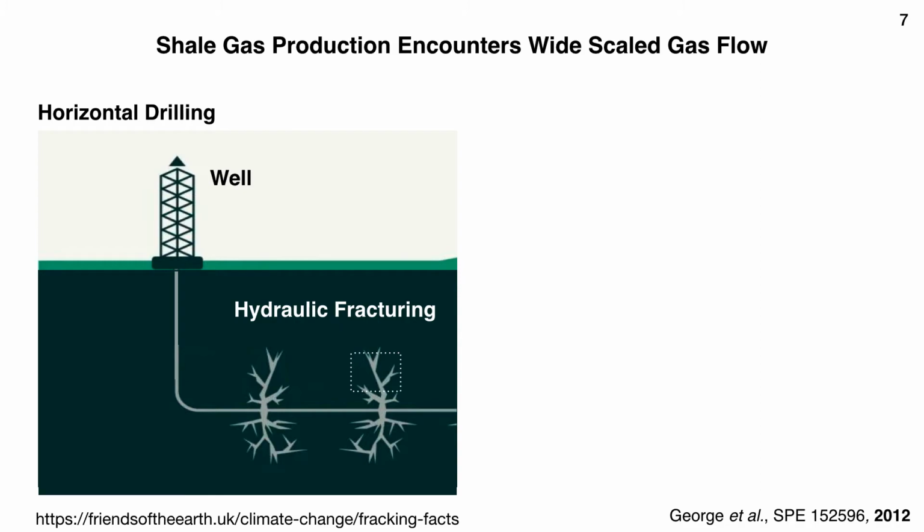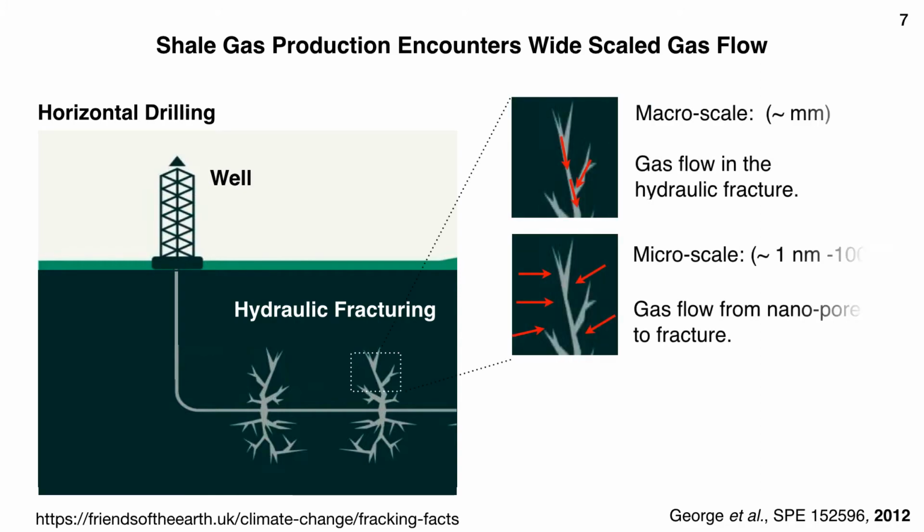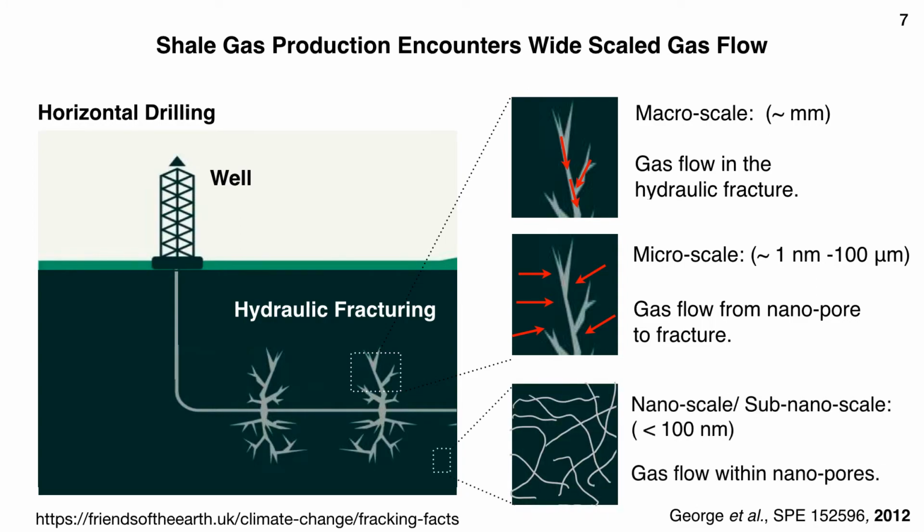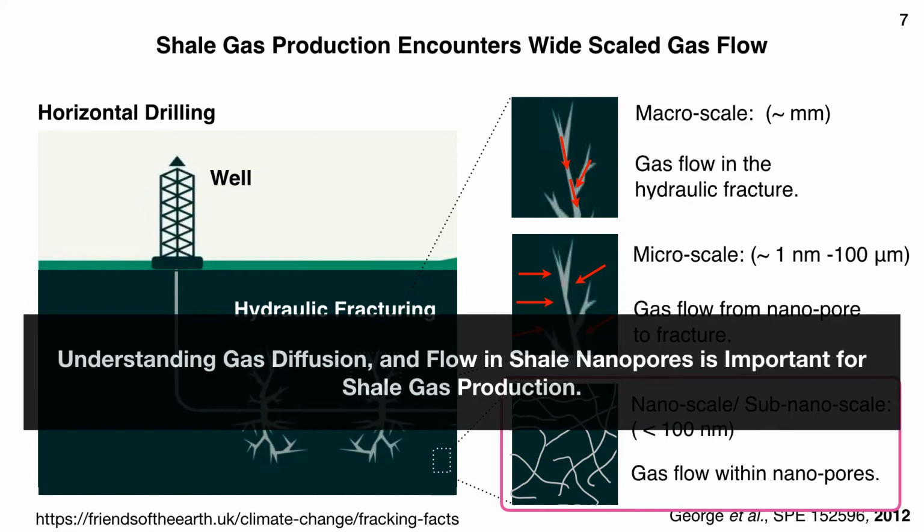If we zoom in to see the fracture part, two different scaled flows can be observed. One is the flow of gas in the hydraulic fracture, which is in macro scale. The other one is the gas flow from nanopore to fracture, which is in micro scale. And if we further zoom in to see the shale formation, which is not affected by the hydraulic fracturing, the flow is in the nanoscale. So considering the flow in the nanoscale is the speed control step, understanding the gas diffusion and flow in shale nanopores is very important for shale gas production.